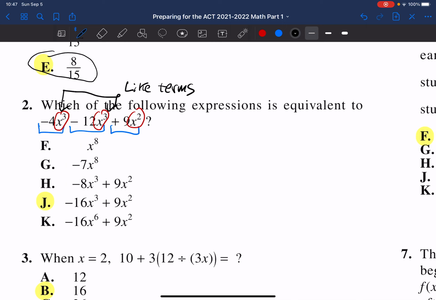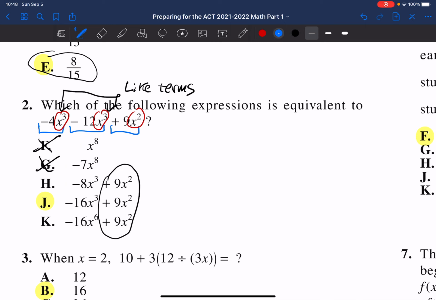When we're adding or subtracting, we have to have the same type of term in order to combine them. So what that means is that 9x squared is not a like term. It's going to be left out in the cold. Now, we already know that J is the right answer, but because we know that 9x squared is not going to be combined, we can eliminate letter F and letter G. There has to be a 9x squared in our answer separately.